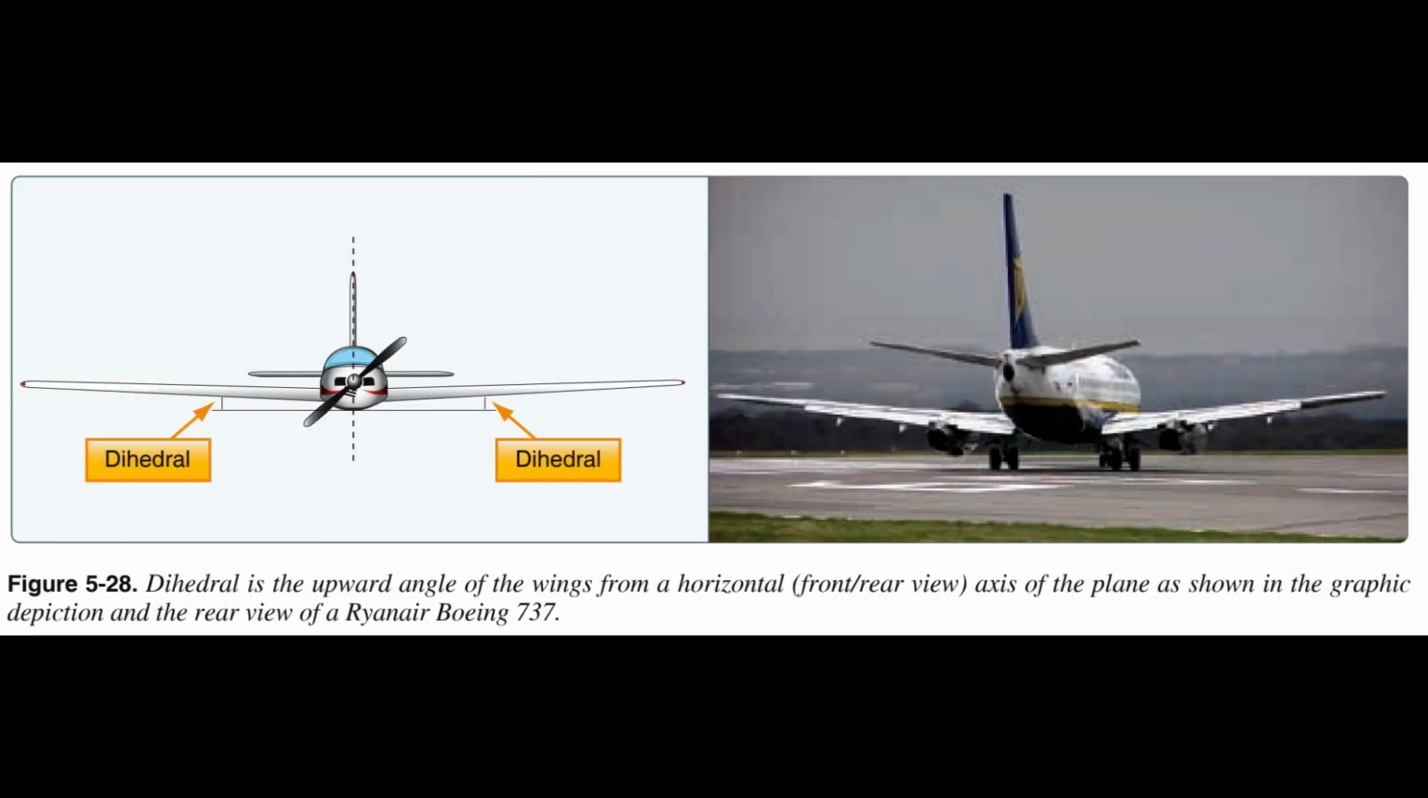Dihedral. Some aircraft are designed so that the outer tips of the wings are higher than the wing roots. The upward angle thus formed by the wings is called dihedral. Figure 5-28.